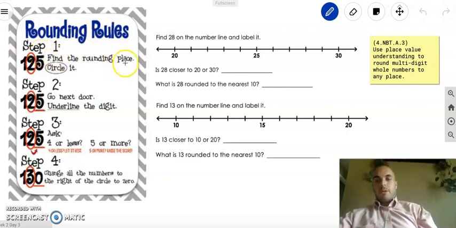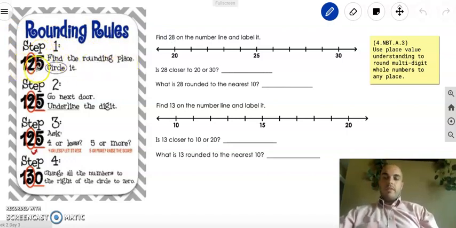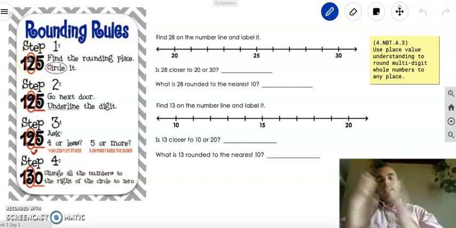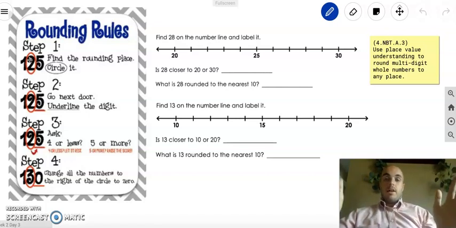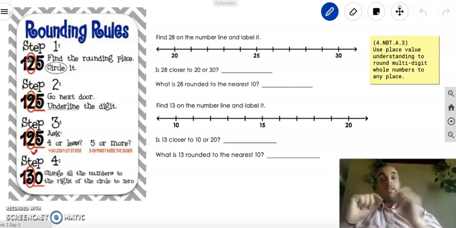So my rounding rules, step one. I'm going to find the rounding place. So I have 125 here, and let's say I've asked you to round to the tens place, so ones, tens. Now that we found it, we want to circle that. This is a really good practice for beginning your rounding, to really be able to hone in on exactly what you're looking at, especially in larger numbers. If you have a lot of place values, you can get kind of confused if you're looking at the larger number and you might miss the spot that you're rounding to.